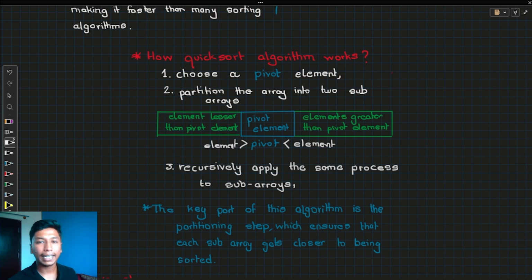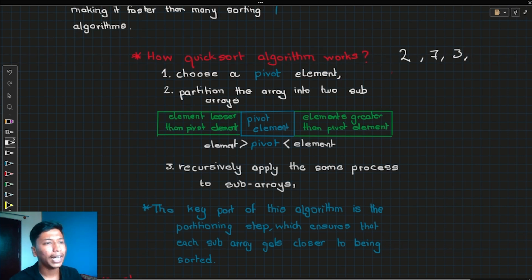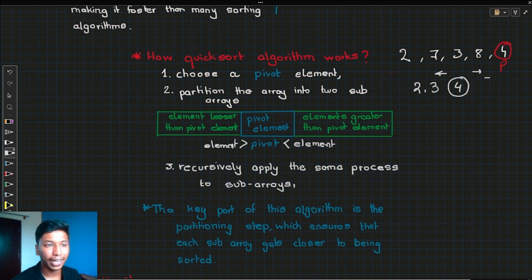For example, if I take a sample array, suppose 2, 7, 3, 8 and 4, and if I choose the element 4, the last element, to be the pivot element, it has to be arranged in such a way that 4 falls right in the center and all the elements which are lesser than 4, that is 2 and 3, will fall towards its left side, and the elements which are greater than 4, that is 7 and 8, will fall towards its right side. So this is one subarray and this is one subarray.